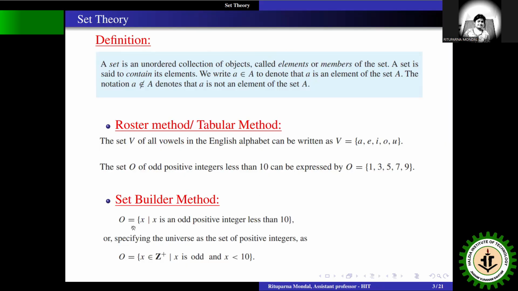Here the set is O, which contains the elements x such that x is an odd positive integer which is less than 10. Or specifically, one can say that this is also a representation of a set builder method. Here the set O is x belongs to Z plus, where Z plus means the positive integers, such that x is odd and x is less than 10. So these are the two ways to represent a set in set builder method.